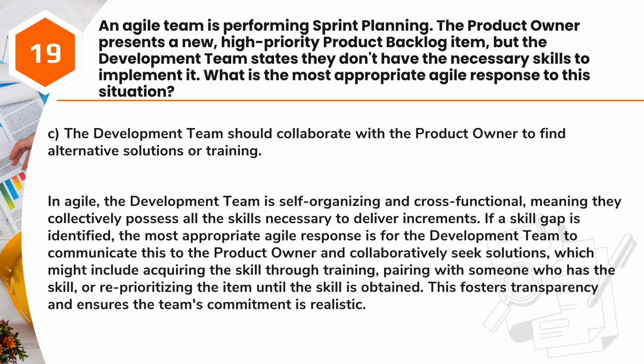Answer C. The development team should collaborate with the product owner to find alternative solutions or training. In Agile, the development team is self-organizing and cross-functional, meaning they collectively possess all the skills necessary to deliver increments. If a skill gap is identified, the most appropriate Agile response is for the development team to communicate this to the product owner and collaboratively seek solutions, which might include acquiring the skill through training, pairing with someone who has the skill, or reprioritizing the item until the skill is obtained. This fosters transparency and ensures the team's commitment is realistic.